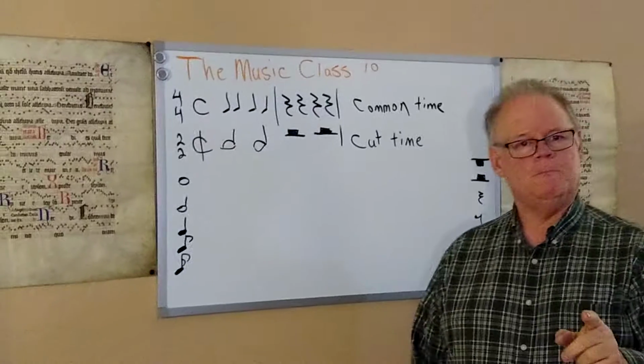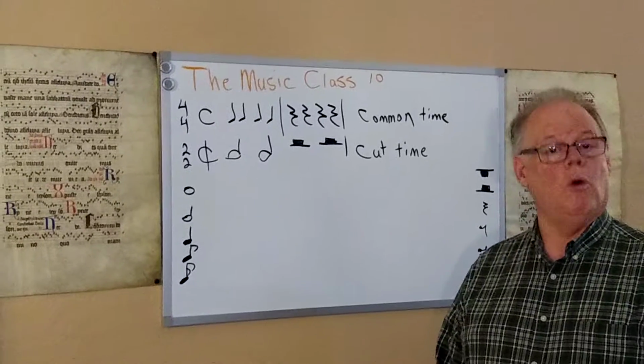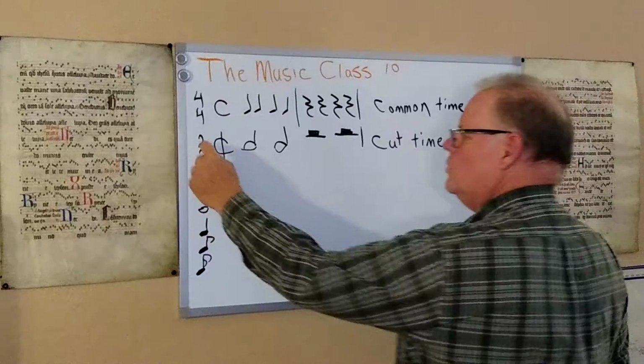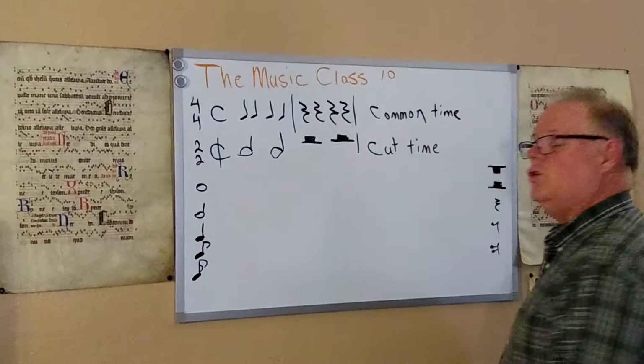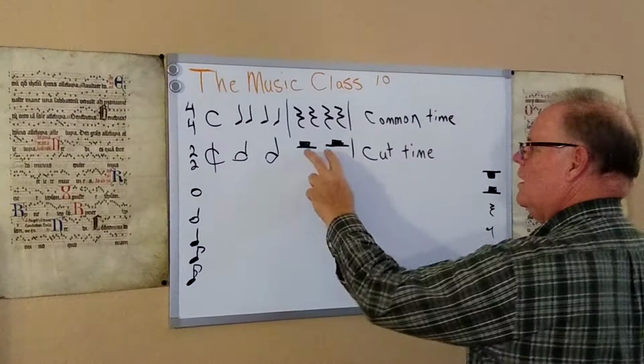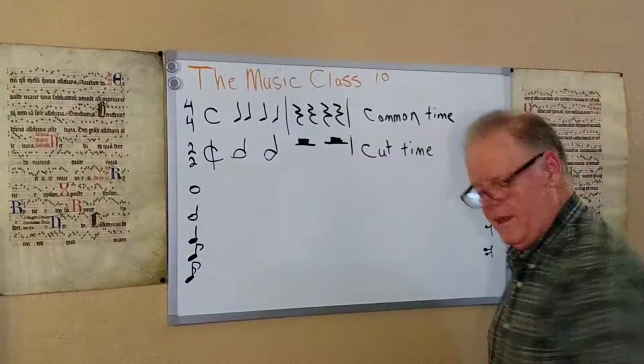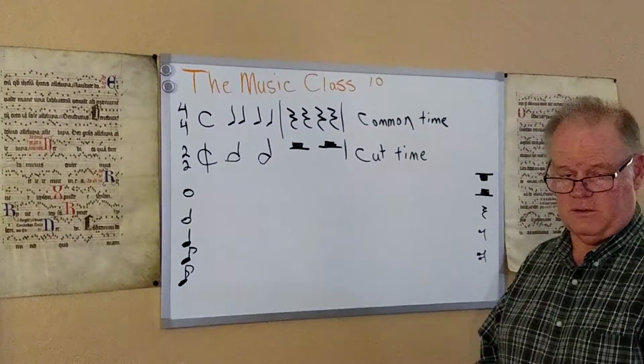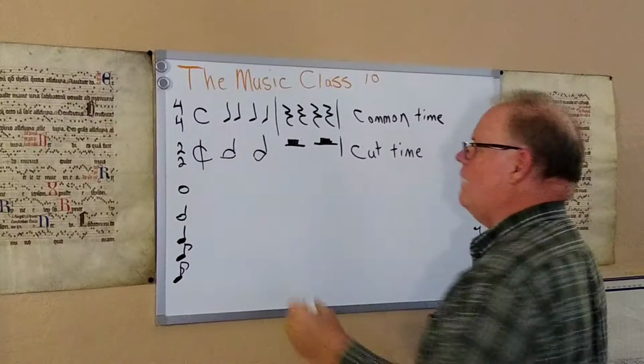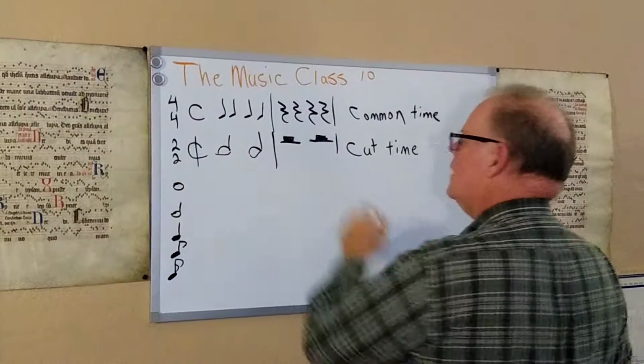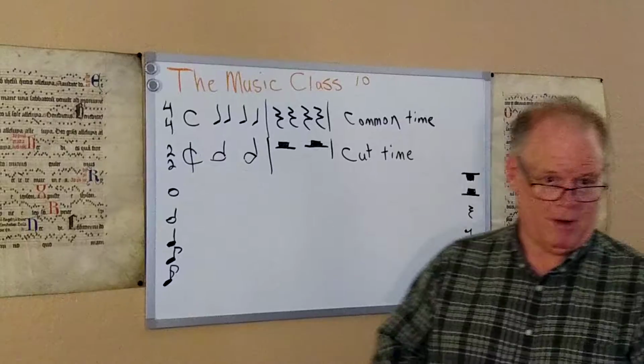But I forgot one. The 2-2 time, or cut time. 2-2 means that there are 2 beats per measure, and that the half rest and the half note gets the beat. Yeah, I know. I'm sorry. I forgot the bar line. Okay, so we had to keep that bar line there.